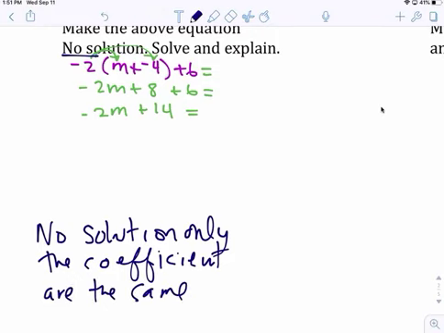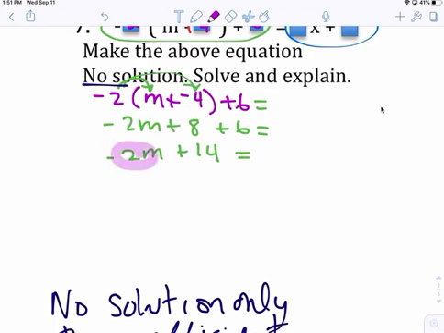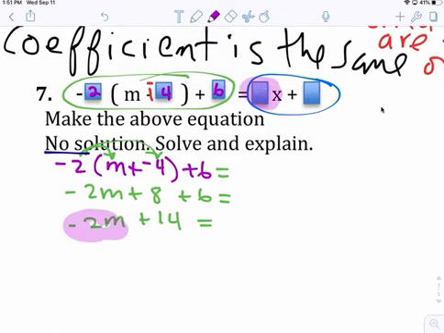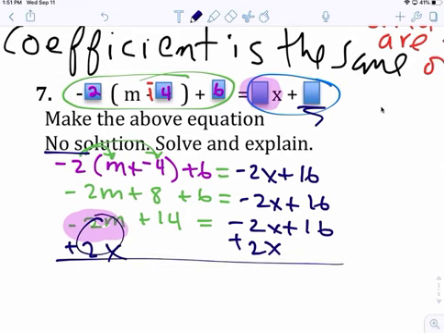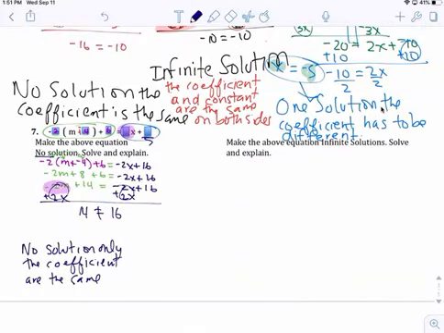Okay, so the coefficient is this one. Only that needs to be the same, so that goes here. So we get negative 2x plus, and this can be any, it has to be different. The constant has to be different, so we make it 16. Negative 2x plus 16. Then solve it: add 2x, add 2x, 0, 0, 14 does not equal 16, no solution.